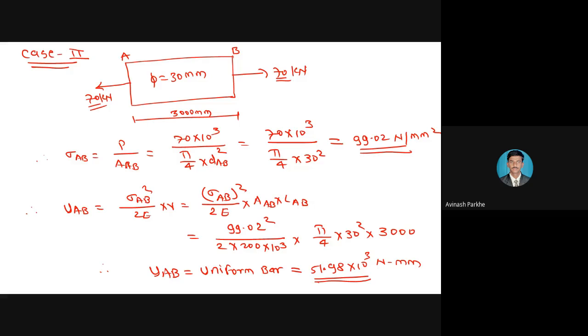Now through this particular numerical, we have to compare. Please check your answer. The stress induced in the uniform bar is 99.02 and the strain energy stored in the uniform bar is 51.98 into 10 raised to 3. Please check your answers. And now we have to go for the comparison of strain energy.